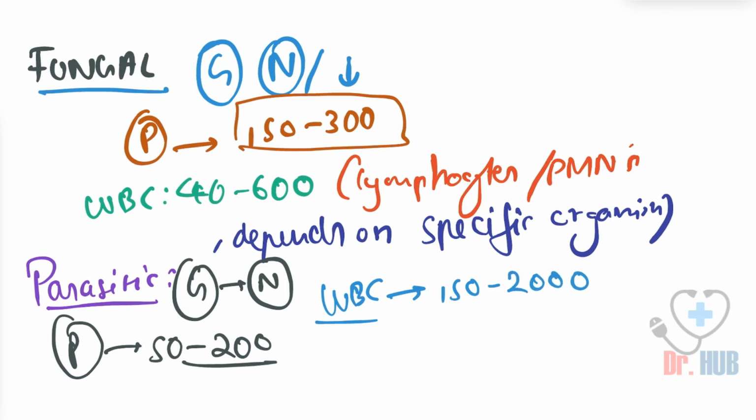And what does it include? It includes significantly high eosinophils, and this amounts to greater than 50%.